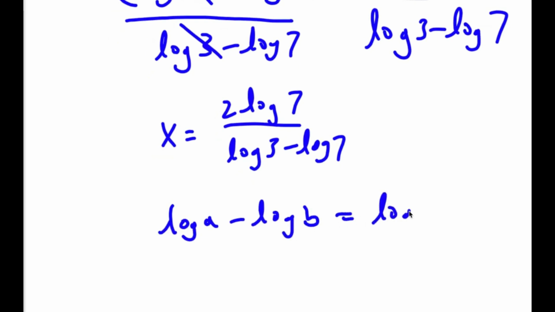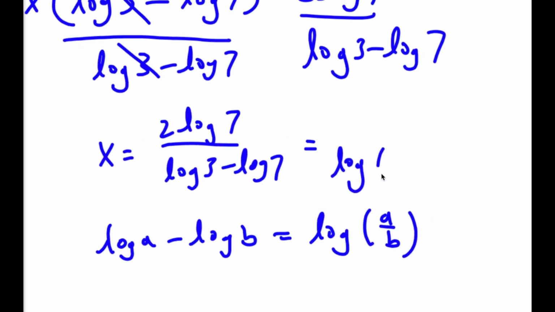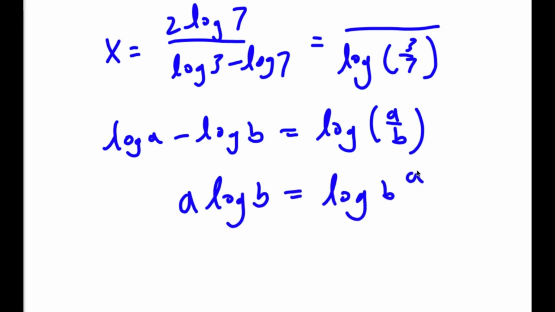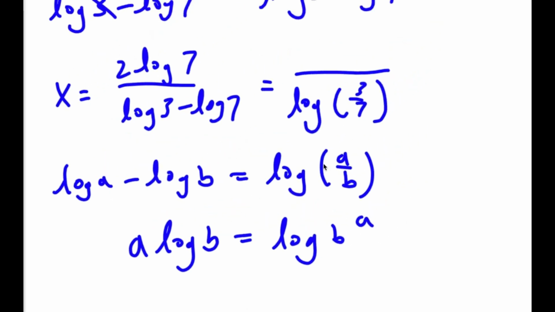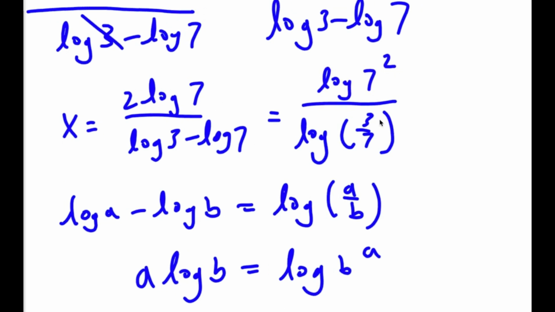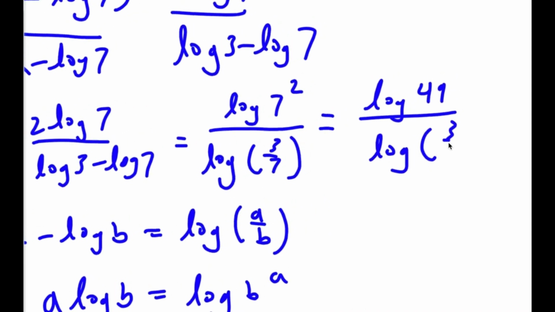And now if I have something in the form log a minus log b, this is the same thing as log a over b. So log 3 minus log 7, this would be equal to log 3 over 7. And if I have something in the form a times log b, this is the same thing as log b to the power of a, because remember, we can actually move this exponent to the front. So 2 times log 7, this would equal log 7 squared, which is equal to log 49. So now I have log 49 over log 3 over 7.